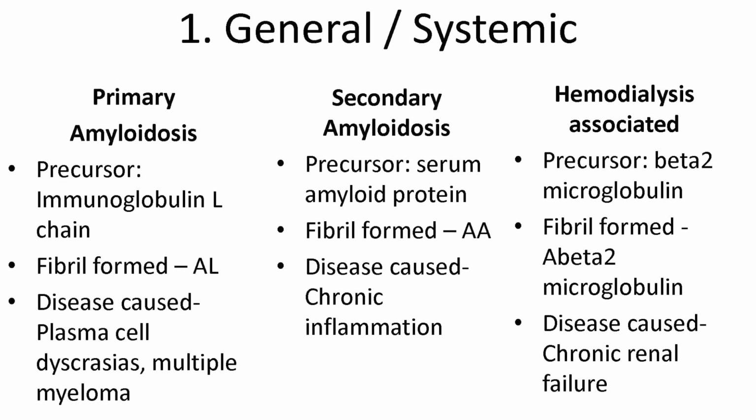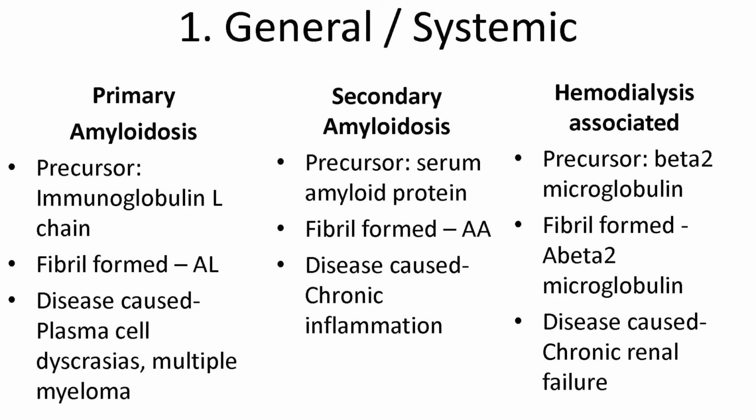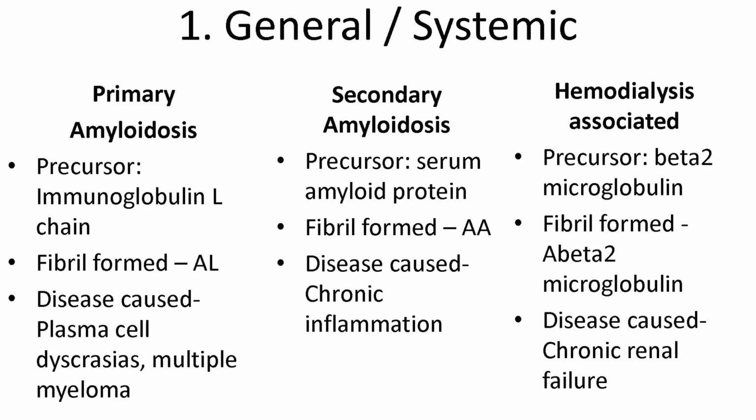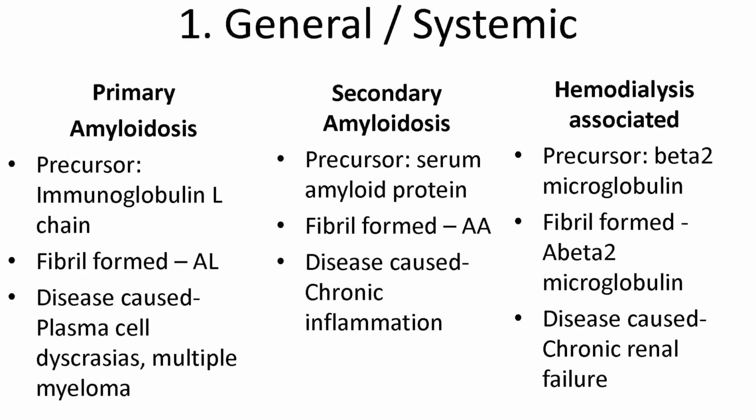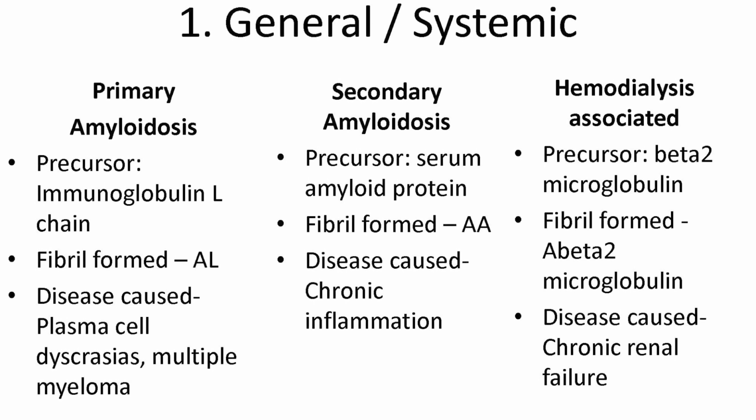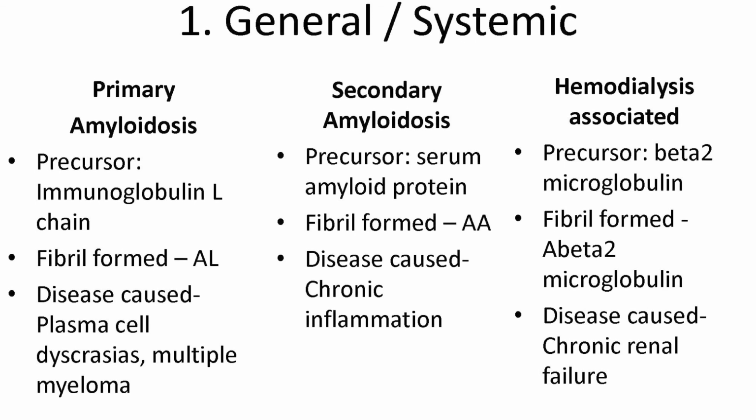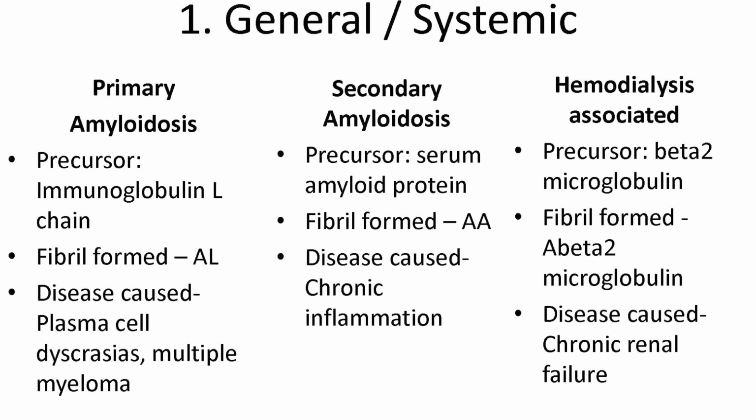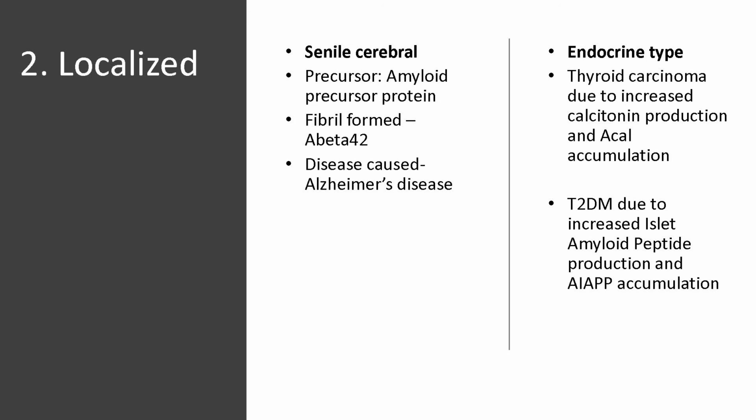So, all these three cases, that is the primary amyloidosis that involves the AL protein, the secondary amyloidosis involving the AA protein, and the hemodialysis type, they all come under the general category of amyloidosis. In the localized amyloidosis, we can cite two specific examples. One is the senile cerebral type and the other is the endocrine type.